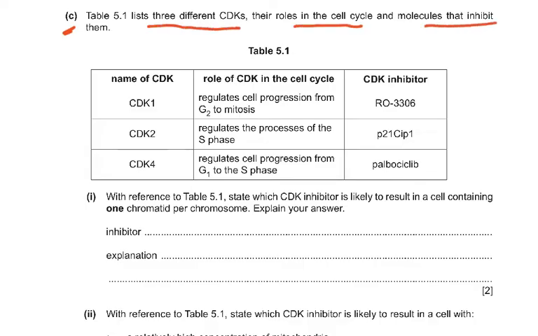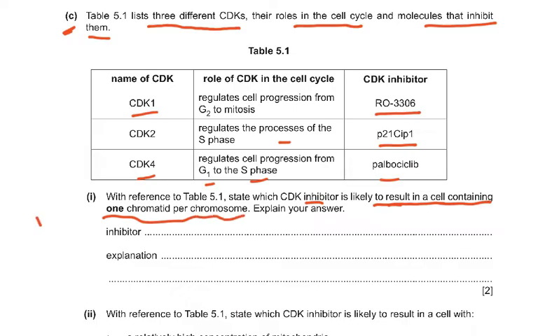Part C of the question says table 5.1 lists 3 different CDKs, their roles in the cell cycle and molecules that inhibit them. So we have CDK1 and the inhibitor is RO3306, which regulates cell progression from G2 to mitosis. So now let's go through the cell cycle and talk about that. CDK2 regulates the process of S phase, and this is P21CIP1. CDK4 regulates cell progression from G1 to the S phase, and this is PALBOCICLIB.